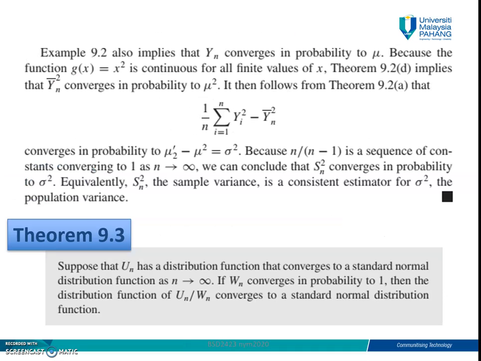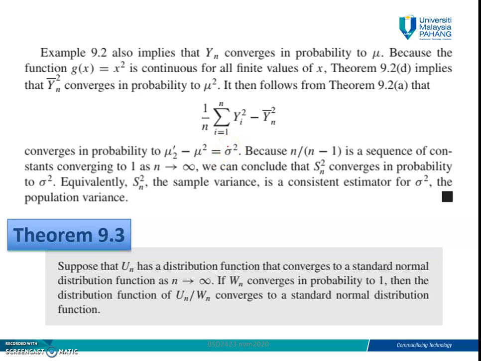Example 9.2 also implies that Y bar n converges in probability to mu, because the function g of x equal to x squared is continuous for all finite values of x. Therefore, theorem 9.2d implies that Y bar squared converges in probability to mu squared. Then it follows from theorem 9.2a that 1 over n summation of Yi squared minus Y bar squared n will converge to mu prime 2 minus mu squared, which equals sigma squared.